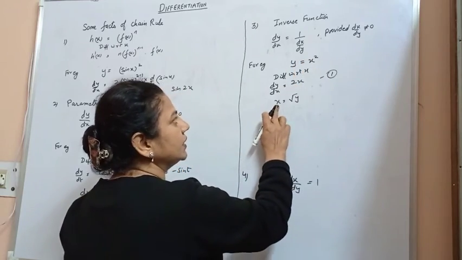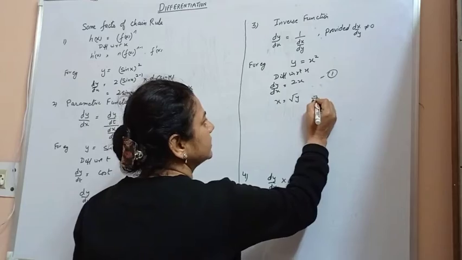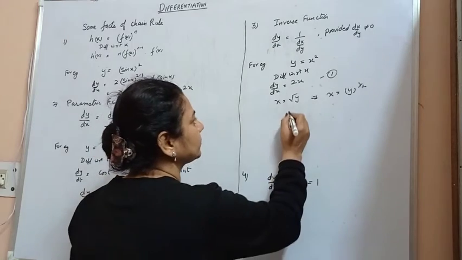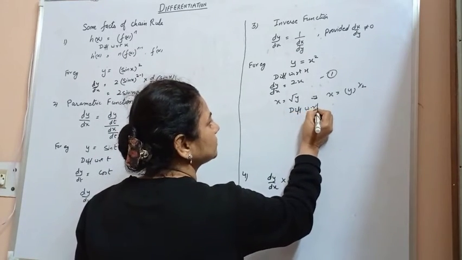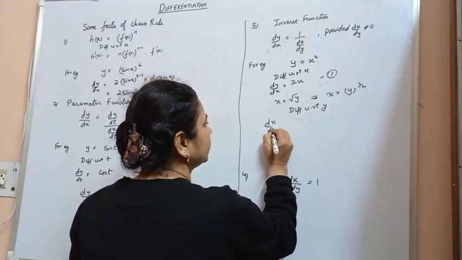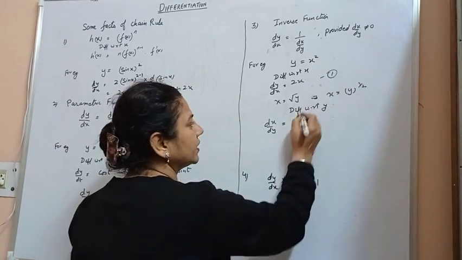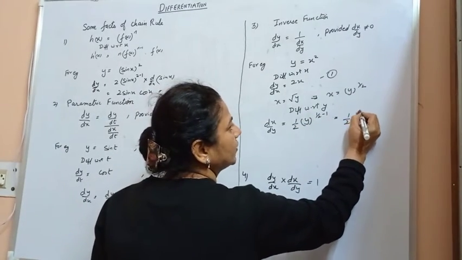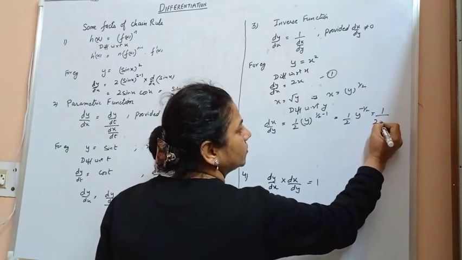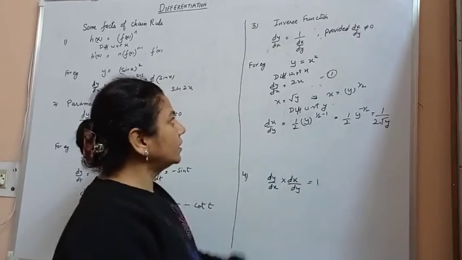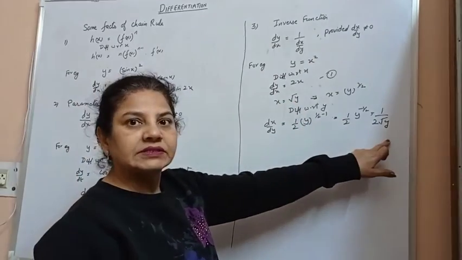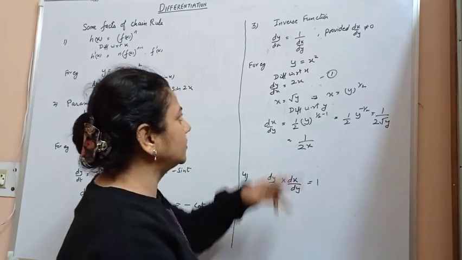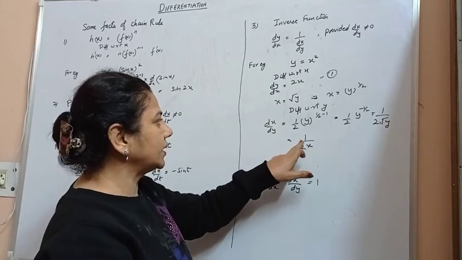If y is equal to x square, then x is equal to under root of y, which implies that x is equal to y to the power half. Now differentiate with respect to y. We get dx by dy is equal to, applying the power rule, the power comes forward and 1 is subtracted from the power. I get 1 by 2 y to the power minus half, which is equal to 1 upon 2 under root y. Now the value of under root y is x. So I replace under root y by x, and I get 1 upon 2x.